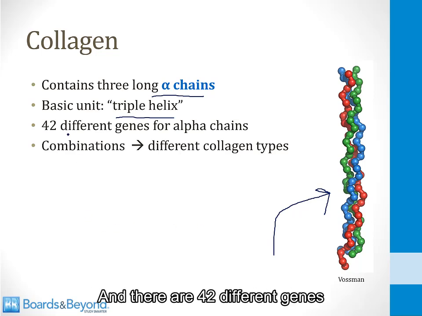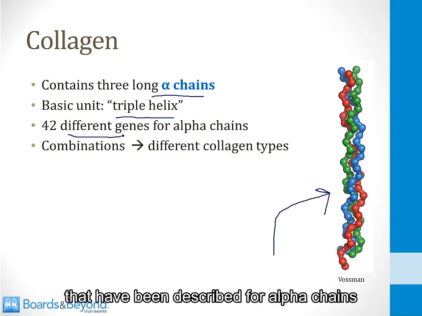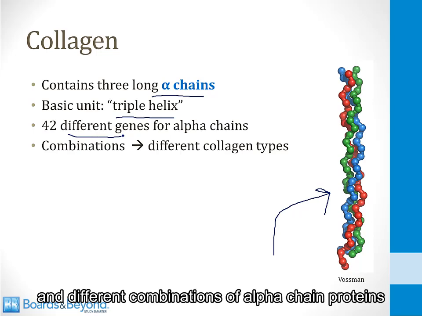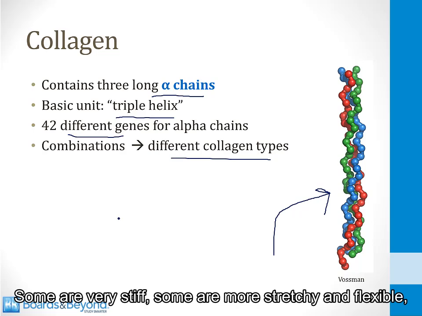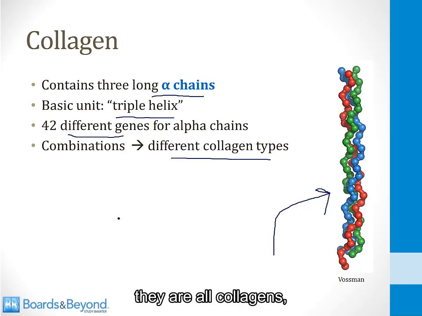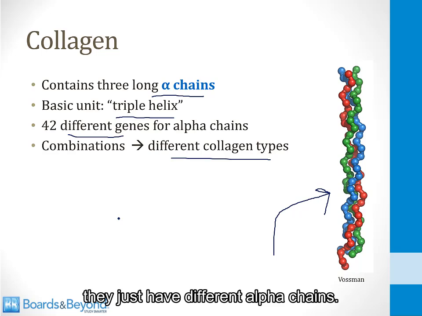There are 42 different genes that have been described for alpha chains, and different combinations of alpha chain proteins give different collagen types to make up all the different types of collagen found in the body. Some are very stiff, some are more stretchy and flexible. They are all collagens, they just have different alpha chains.